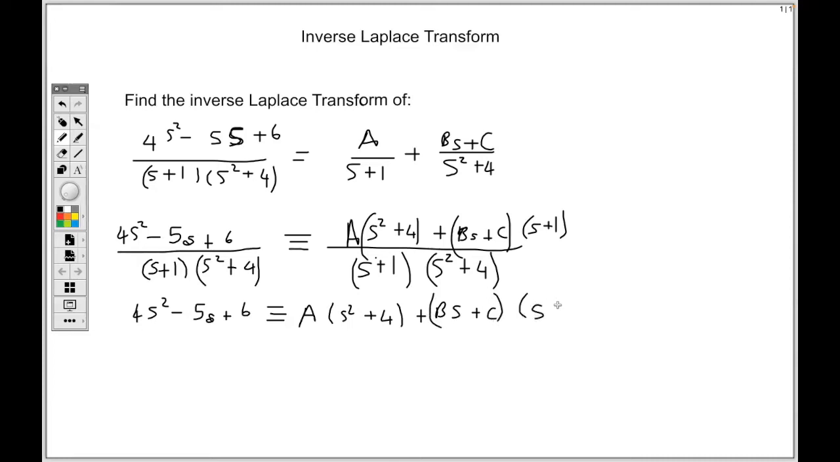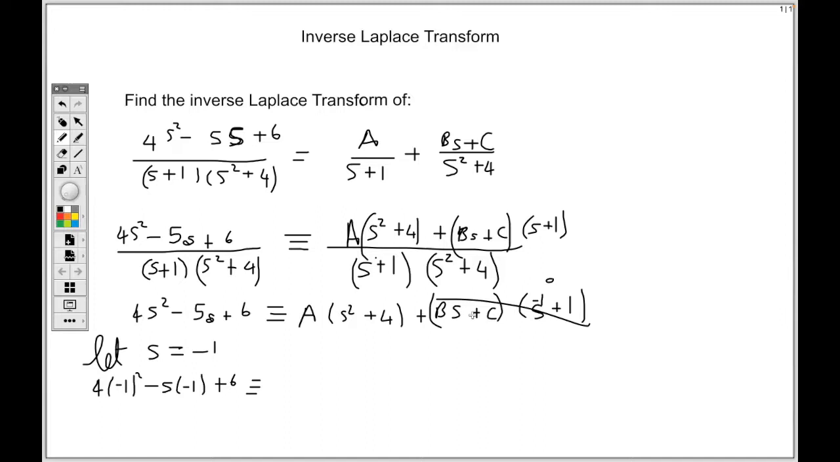Now, having this, I like to look at what I can eliminate. And here, if I put s to be -1, all of this will be gone. So I can substitute s to be -1, and this will assist me in finding one of the letters. In this case, I'll be finding A. So replacing s with -1, I have 4 times (-1) squared minus 5 times -1 plus 6. And over this side, replacing -1 here, this will become 0, and 0 times the next bracket will be gone. So there is no need for me to work this part out.